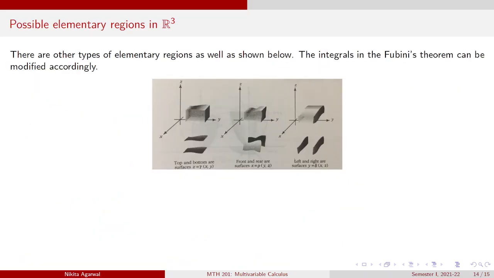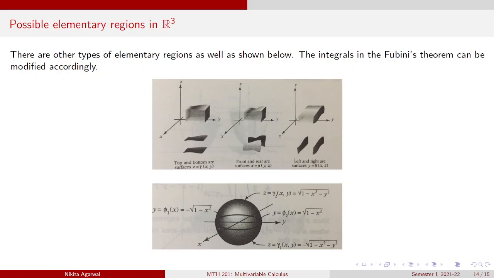As I said, there are several possibilities of elementary regions in R3, and these are some of the possibilities. In the first one, your top and bottom are functions of x and y, like we defined in the previous slide. But then you can have front and back, which are functions of y and z according to the axis. Or you can have left and right, which are functions of x and z. So I will leave this to you to think over. We will discuss this more in the tutorial.